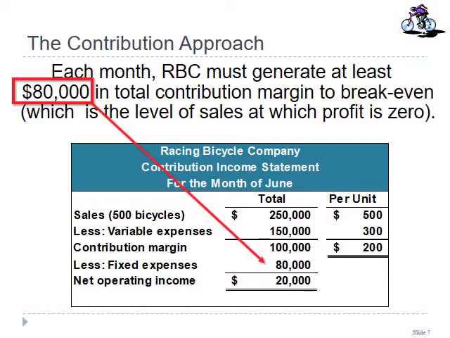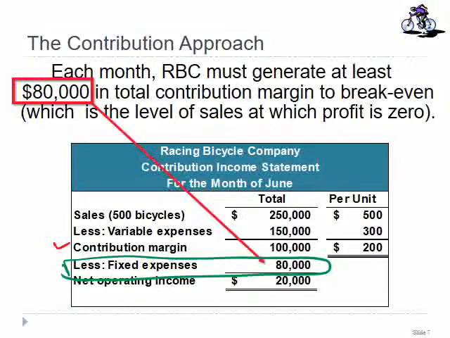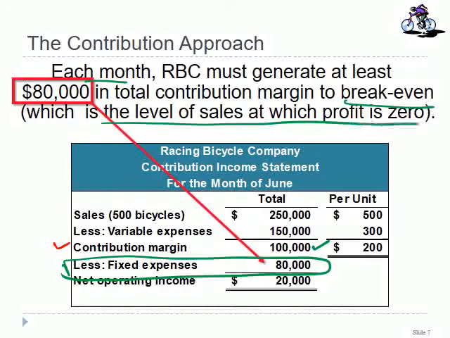Okay, so in this slide, we'll further explore the part down below the contribution margin. In this case, the fixed cost is 80,000, right? So each month, the RBC must generate at least 80,000 in total contribution in order to break even. Break even means the level of sales at which profit is zero. It means you have no profit, no loss situation.